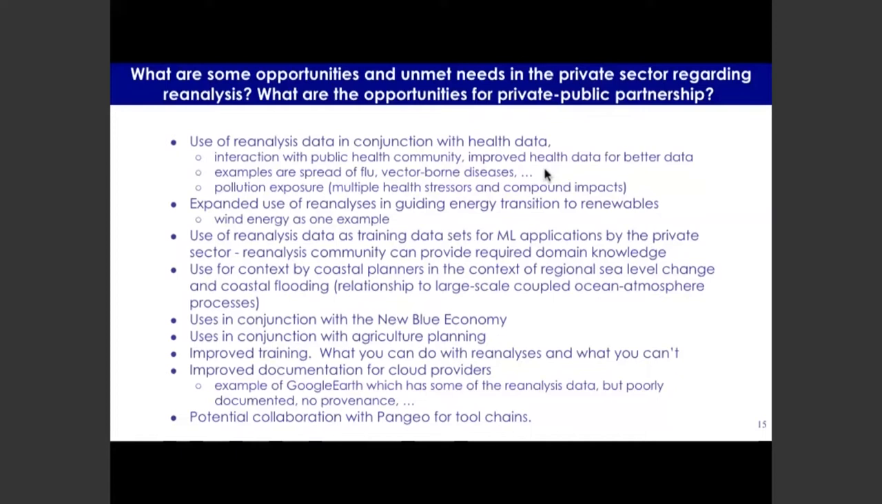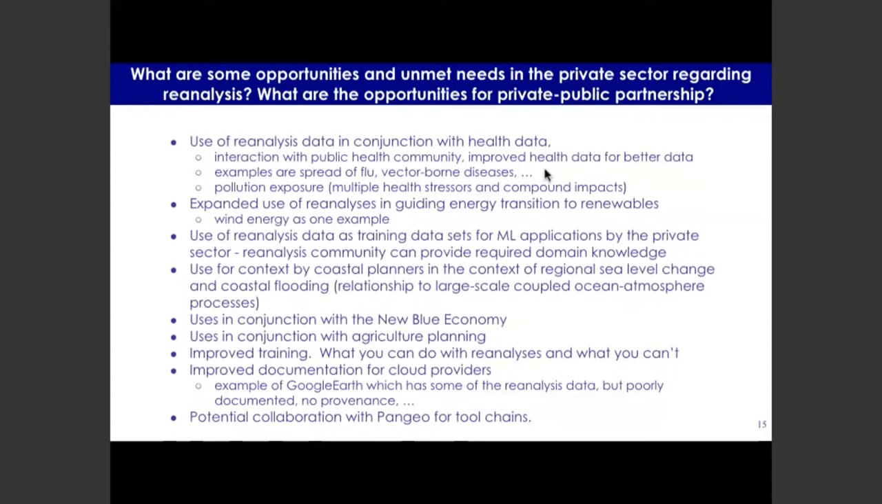Very broadly, in the context of the ocean, both the coupled ocean marine biology context, of course, is the use of the reanalysis products guiding the new blue economy. And on land, similarly, agriculture planning could be a big potential. Then, very broadly for our community, is improved training of users. So better documentation of the products and training sessions, again with the question of what reanalysis products can potentially give you and also where there are limitations.